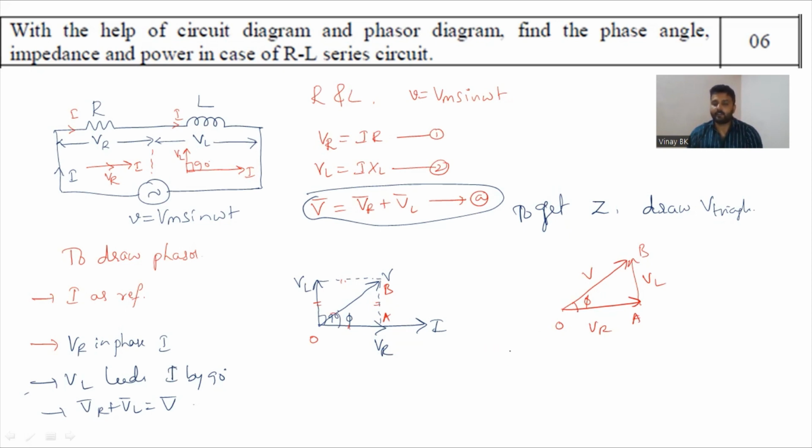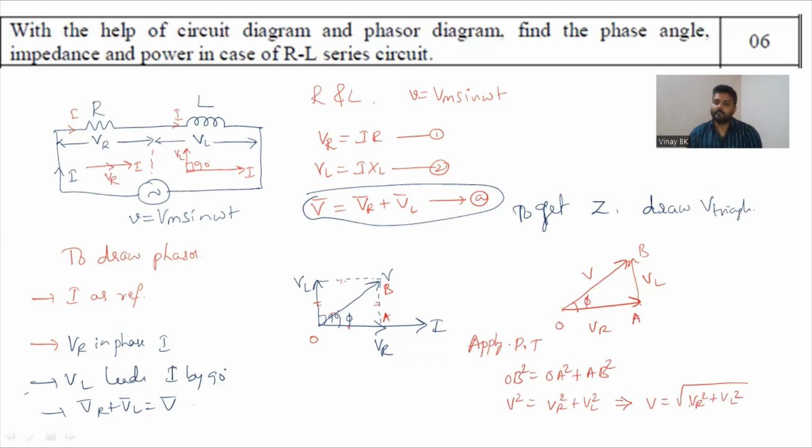Now it is a right angle triangle, so you apply the Pythagoras theorem. By applying the Pythagoras theorem, we can write OB square equals OA square plus AB square. So what does OB represent? V square. So V square equals OA, which is nothing but VR square, plus VL square. Now how will we write V? V can be read as the square root of VR square plus VL square.